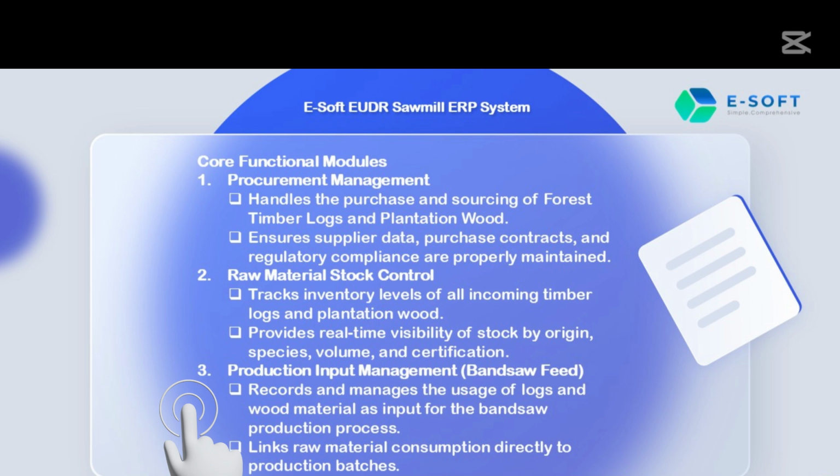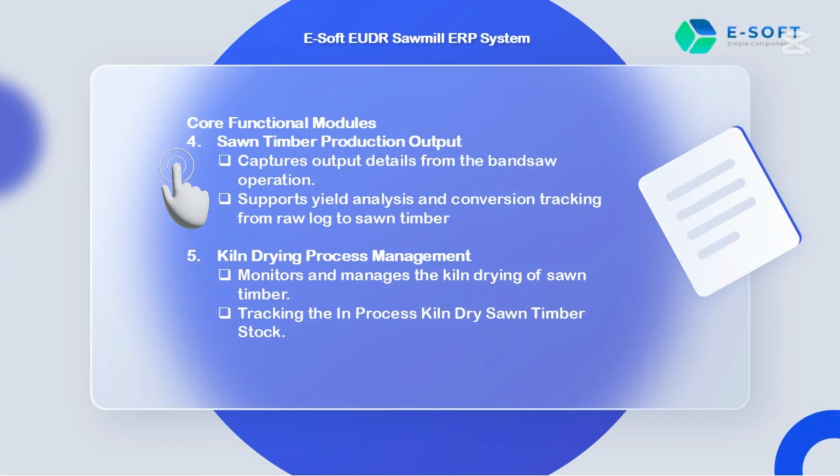Production input management, bandsaw feed. Records and manages the usage of logs and wood material as input for the bandsaw production process. Links raw material consumption directly to production batches. Sawn timber production output captures output details from the bandsaw operation. Supports yield analysis and conversion tracking from raw log to sawn timber.